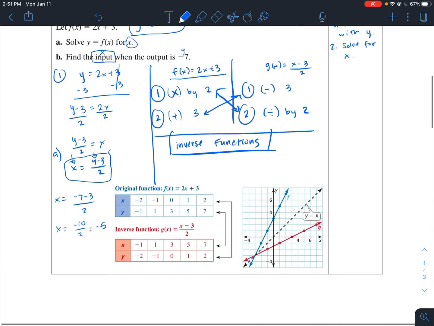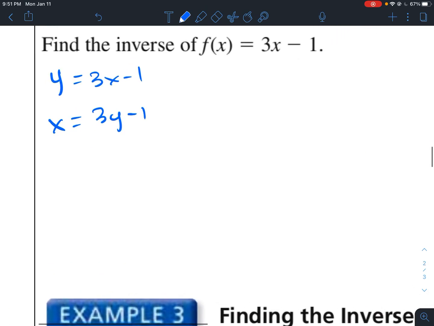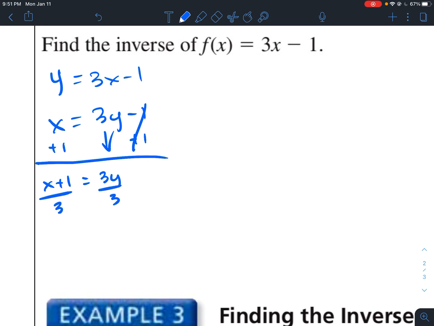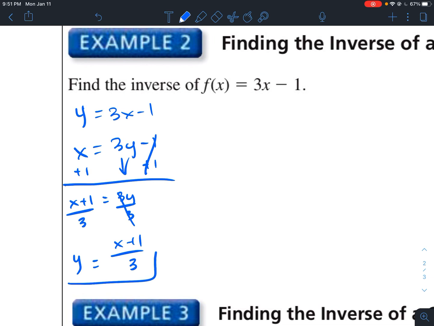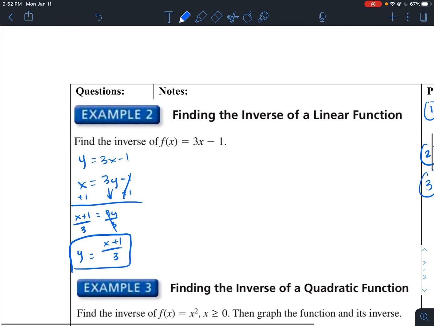Okay, let's do it. So here we're going to add 1. So then we have x plus 1 on this side, and then here we have 3y. I'm going to divide by 3, and then I'm going to write my y on this side because I like having it on the left side, but here they cancel, so that's why I'm left with y, and then here I just have x plus 1 divided by 3. And there you go. Y is equal to x plus 1 divided by 3.